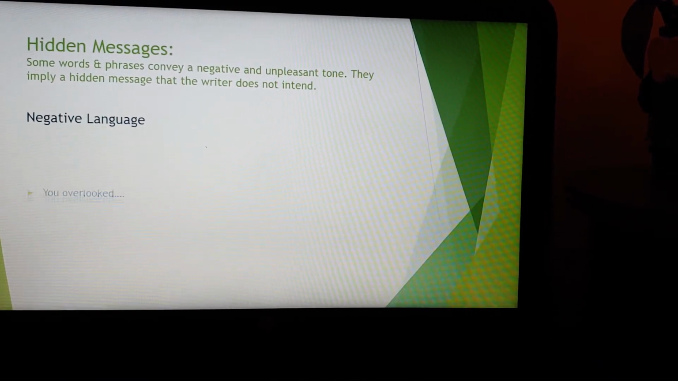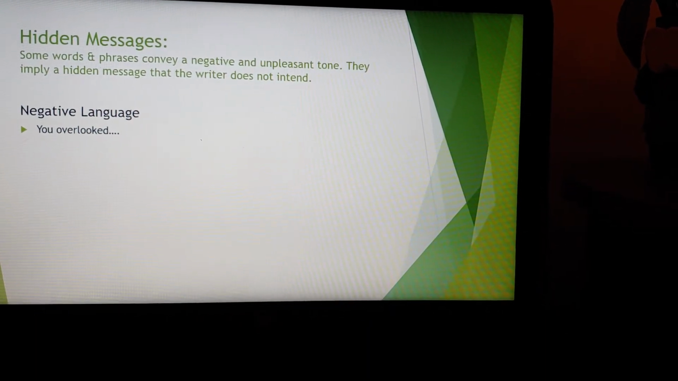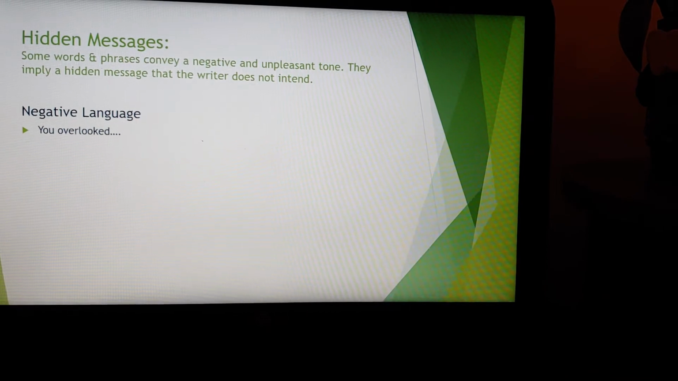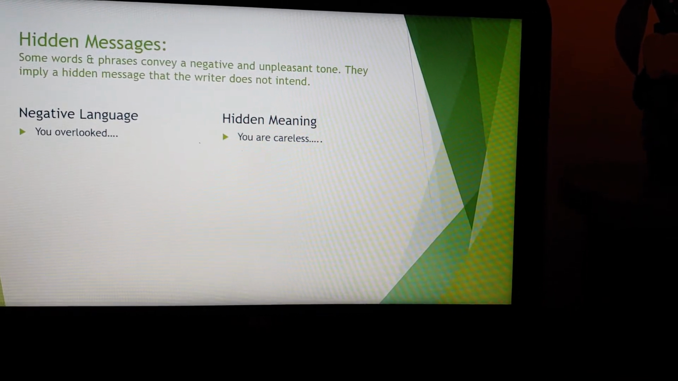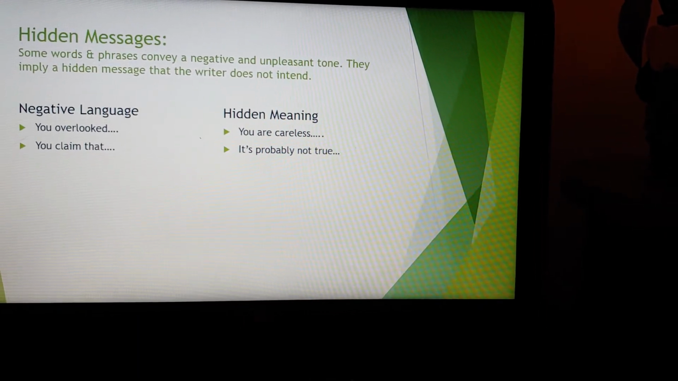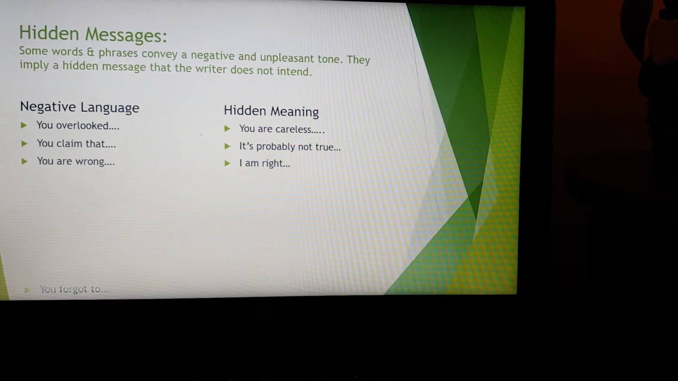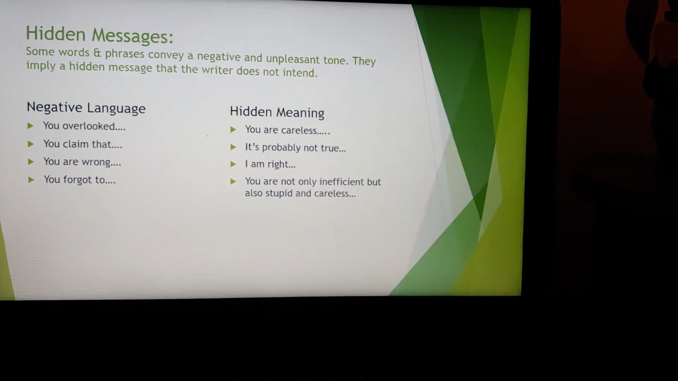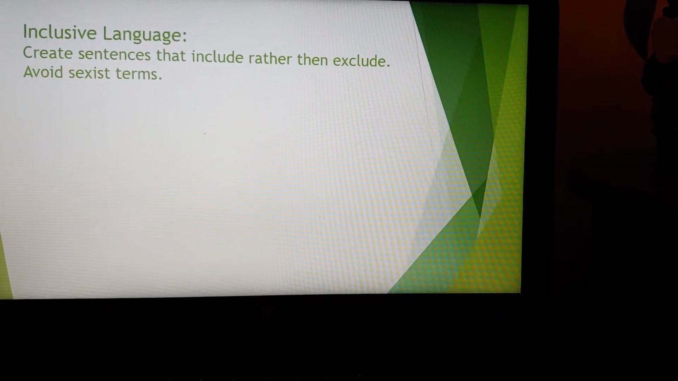Hidden messages. These are one of my favorites. When you're sending email messages or writing letters to patients, vendors, or clients, never use things like "you overlooked." The hidden meaning is you're careless. Or "you claim that" pretty much means it's not true, calling the person a liar. "You're wrong" means I'm right. "You forgot to" means you're not only inefficient, but stupid and careless. So be careful of your hidden language.